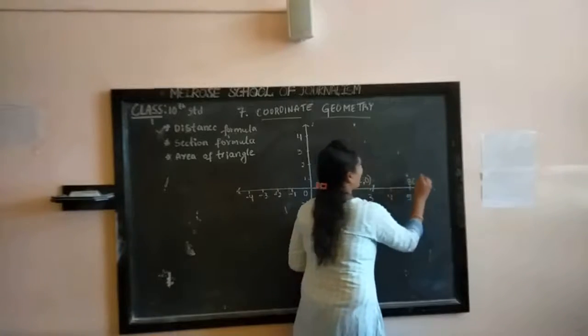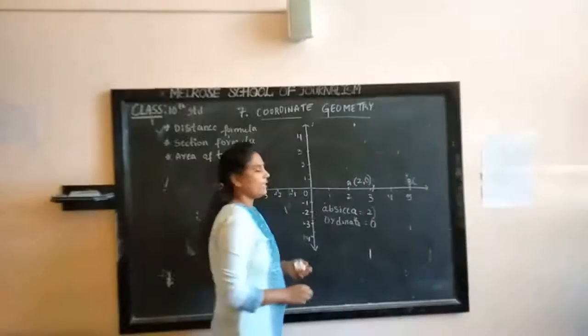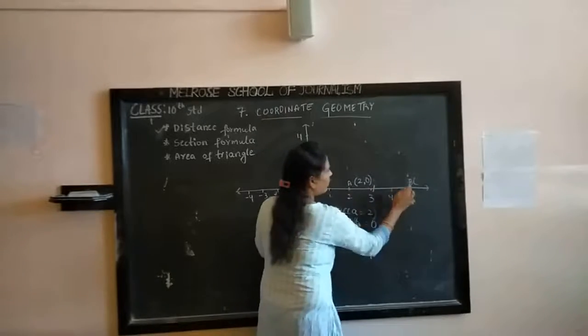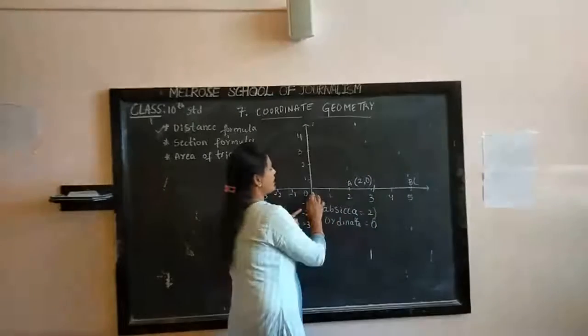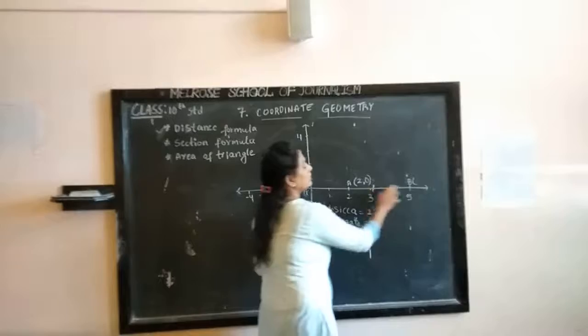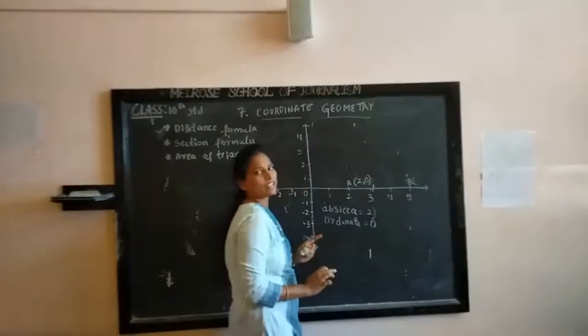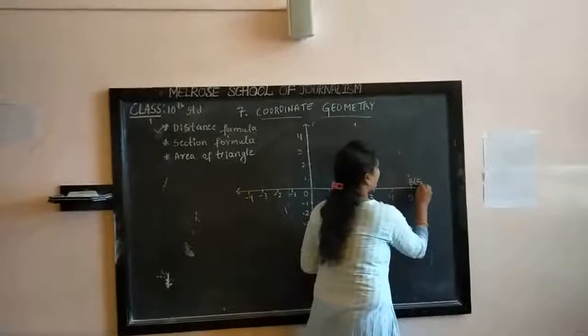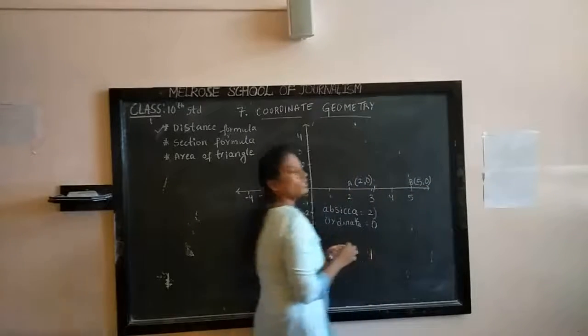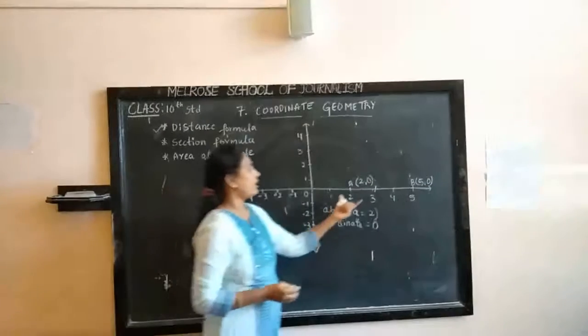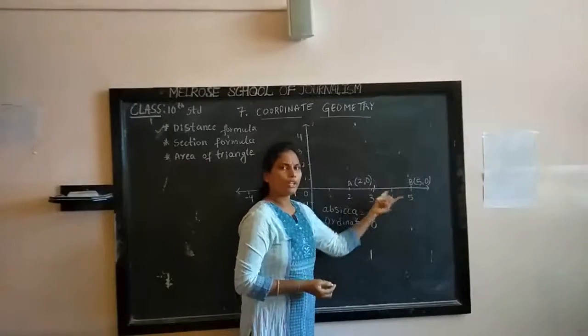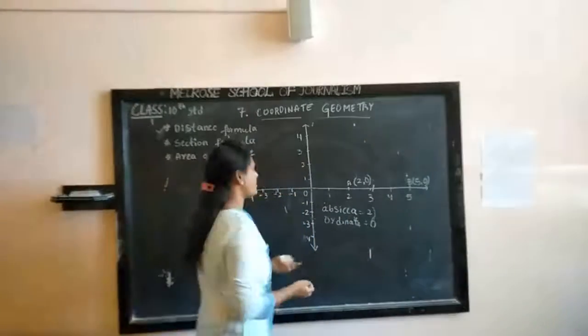So how can you write the coordinate values of B? First you should write the x value. The x value means the distance from the origin to the point on the x axis. So it is 5 and 0. So if the 2 points are lying on the x axis, how can you find out the distance between the 2 points?